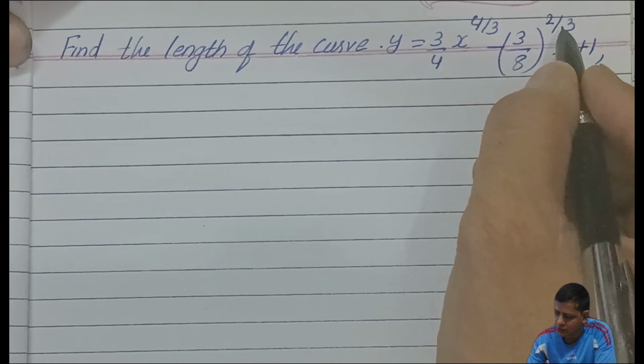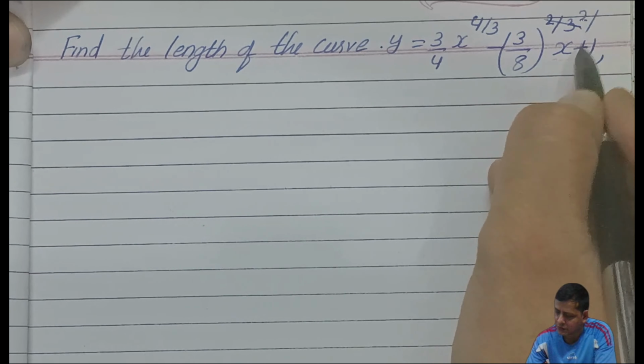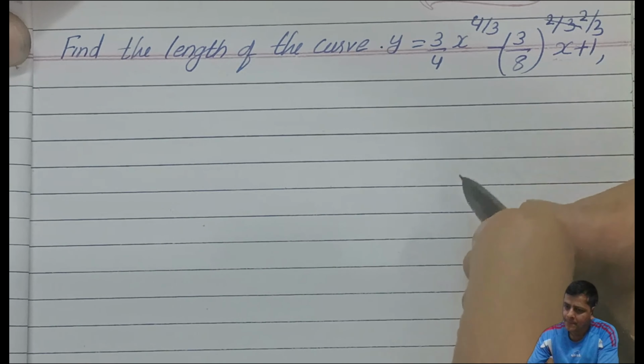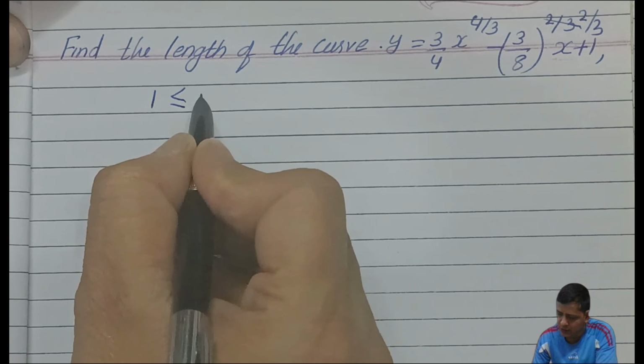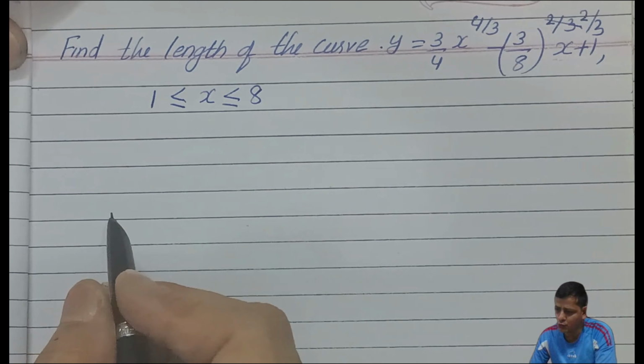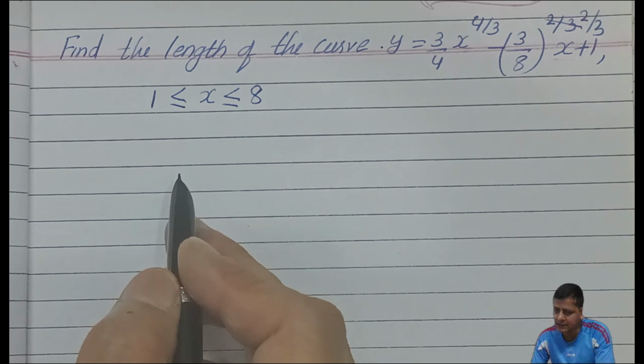So is this a question? No, it's not a question. It's x to the power of 3 by 2 by 3 plus 1. Okay, that's the question, so we don't need this, where 1 is less than or equal to x is less than or equal to 8. So now we know where to put the integration: 1 to 8.